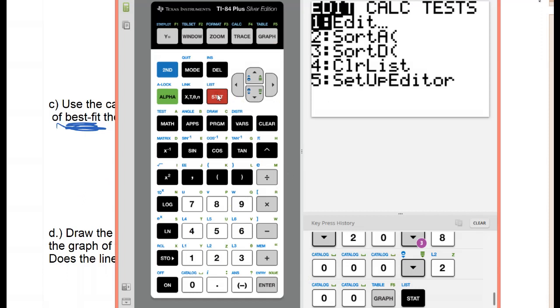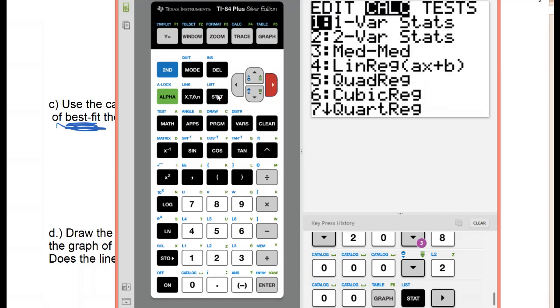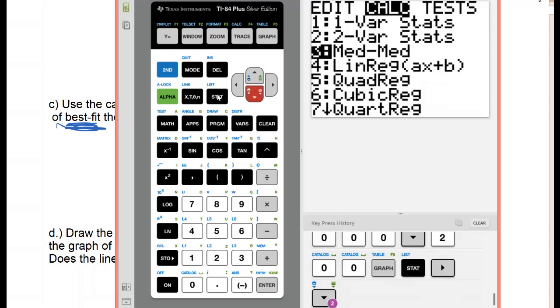So you go back to your stat. Now we're going to go over to calculate. And if you look down, the fourth one has LinReg(ax+b). That's linear regression. That's the best fit line. Best fit line is linear regression. And then it tells you ax plus b because it's a line. a is my slope, b is my y-intercept.